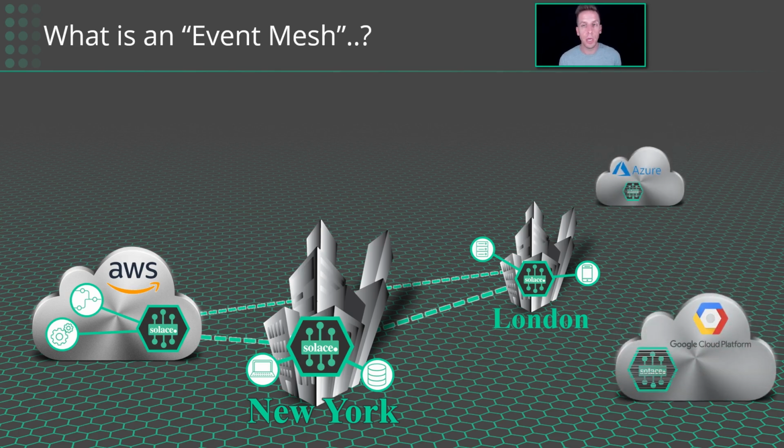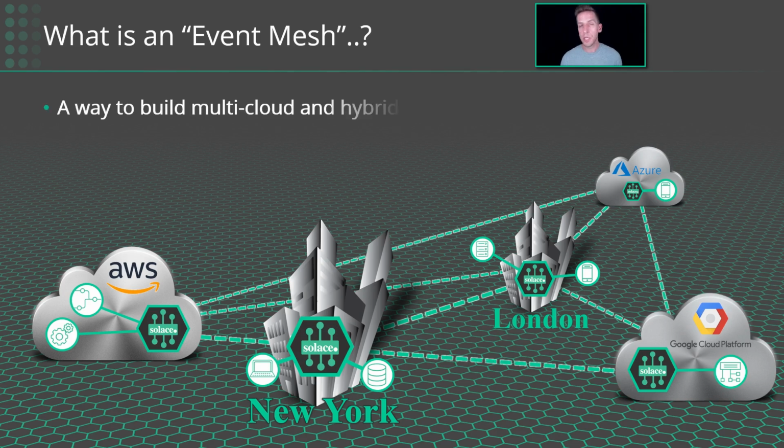You have customers in Azure. You want to use Bigtable and BigQuery in GCP. Using an event mesh gives you the ability to build a multi-cloud, hybrid cloud architecture. It gives you this uniform data fabric without having to rely on cloud-native services like Google Pub/Sub or SQS or SNS in AWS. It allows you to write applications that will run anywhere, whether on-prem or off-prem.